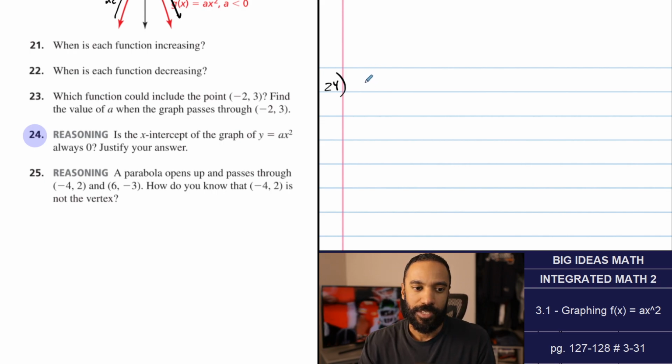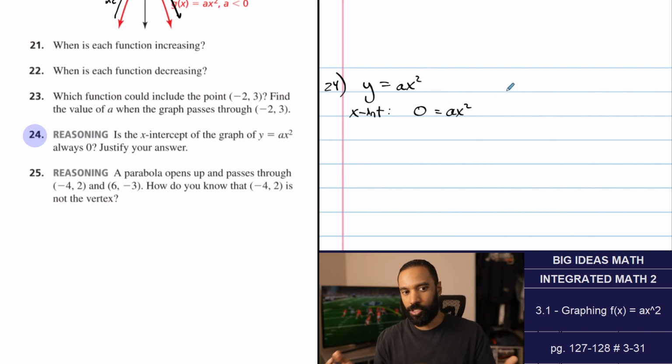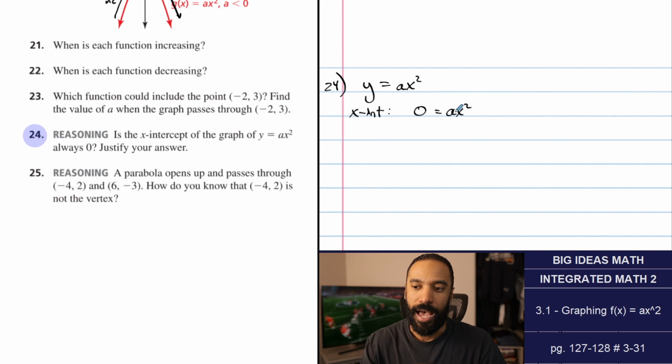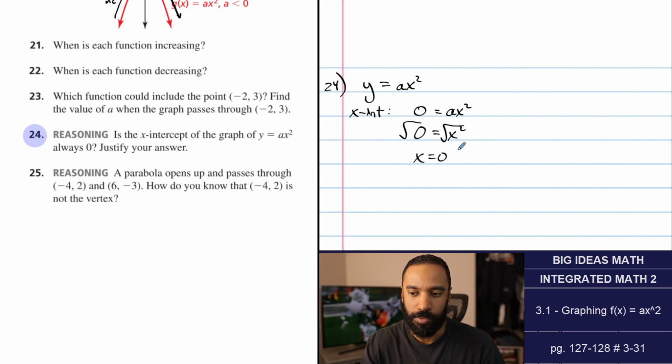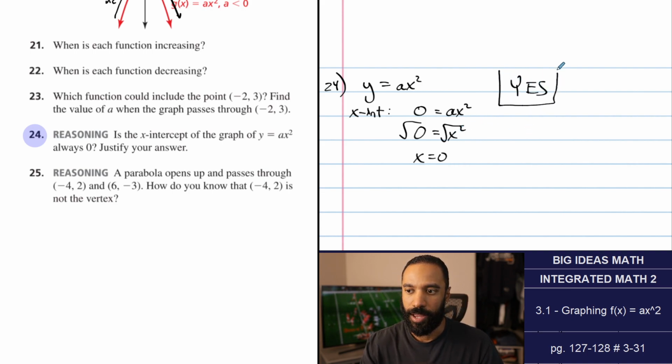So if we have y equals ax squared, for the x-intercept, let's set y equal to 0. 0 equals ax squared. And let's solve. It says, what are the x-intercepts? I divide both sides by a, because a does not matter in this case. And you get 0 equals x squared. And I take the square root of both sides, and you still get x equals 0. Are they asking, is the x-intercept always 0 in this case? Yes. They said justify your answer. I just did.